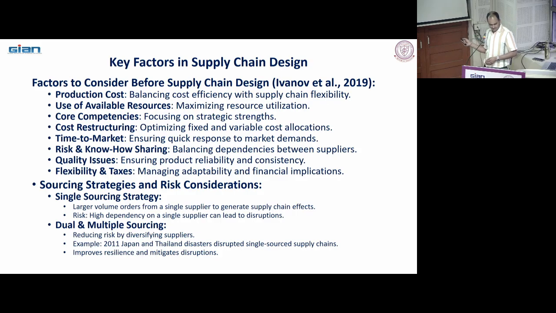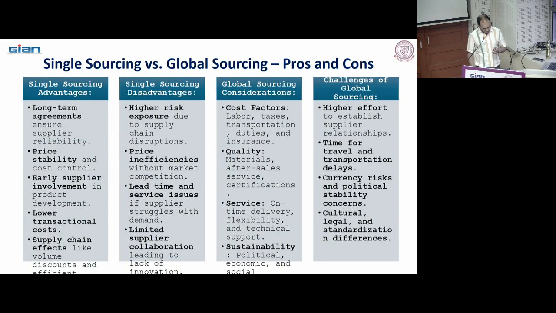Key factors in supply chain design, so again production cost, use of available resources, core competencies, cost restructuring, time to market, so many things. Single sourcing and dual sourcing, what are some pros and cons of single sourcing and dual sourcing? Tell me. Less risk, in which case? Multiple sourcing. Okay. And what about single sourcing? Setup cost will be less.